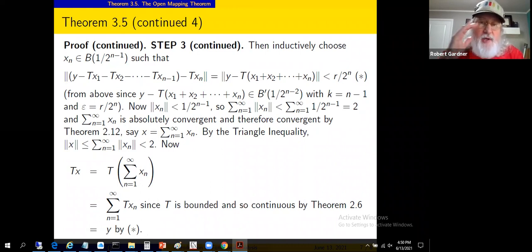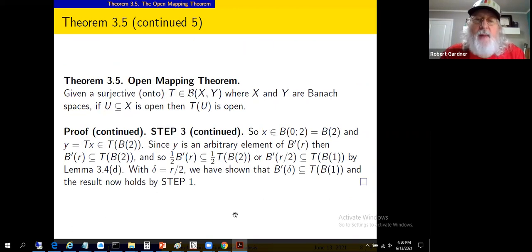Okay, we're looking for an open ball that's a subset of T of B of 1. We seem to have wandered off into the weeds here, but we'll come back. All right. We've got X of norm strictly less than 2. So it's an element of a ball of center 0, radius 2, B of 2, as we've denoted it. And we've got Y equals T of X. Okay, well then Y is an element of T of B of 2. If X is in B of 2, then T of X is in T of B of 2.